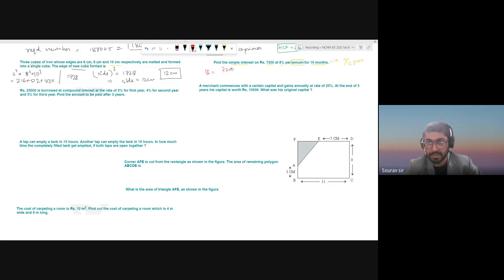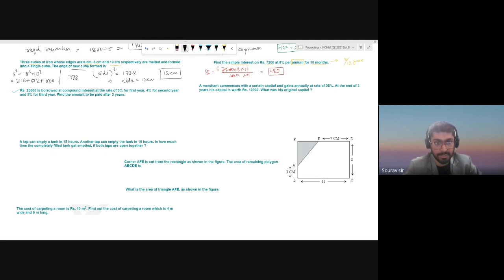principal into rate into time, 10 by 12 and 100. So these two cancel out. Zeros, 12, 6. So 48 times 10 is 480. So the answer is 480 rupees. Next question. This one is a bit of calculation, so do it carefully.